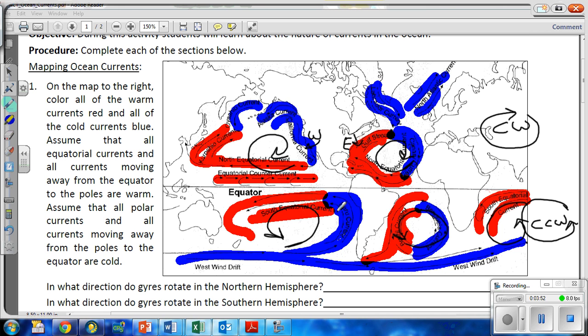What is the general rule regarding the temperature of currents moving toward and away from the equator? Well, if it's moving away from the equator, it's been heated by the sun, so it's warm. If it's moving towards the equator, it's bringing cold Arctic water down towards the equator, where it will be heated up by the sun's heat. Okay, that takes care of that section. I'm going to move on to the next section.